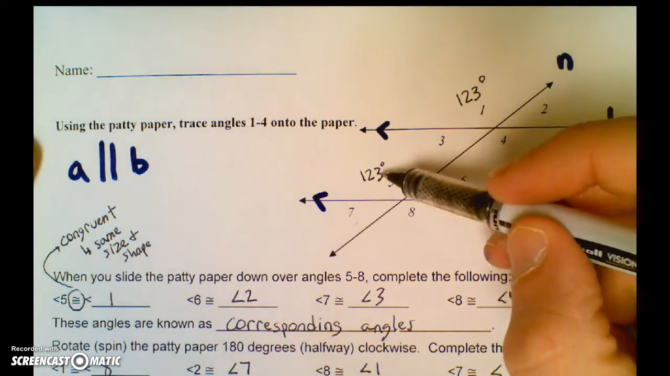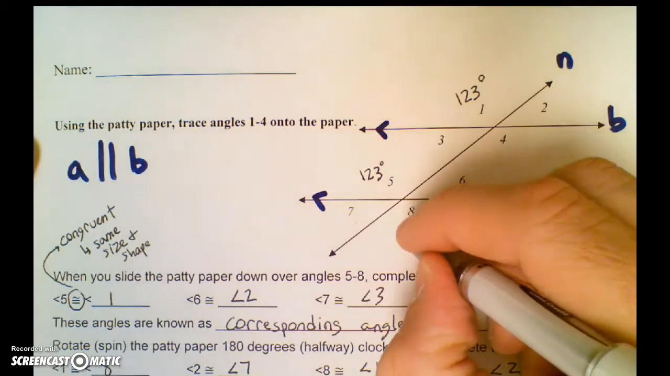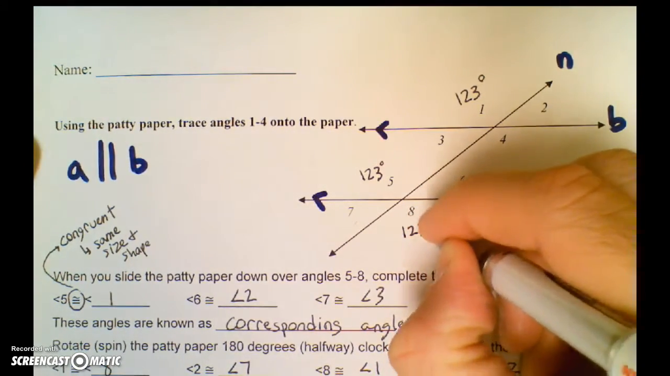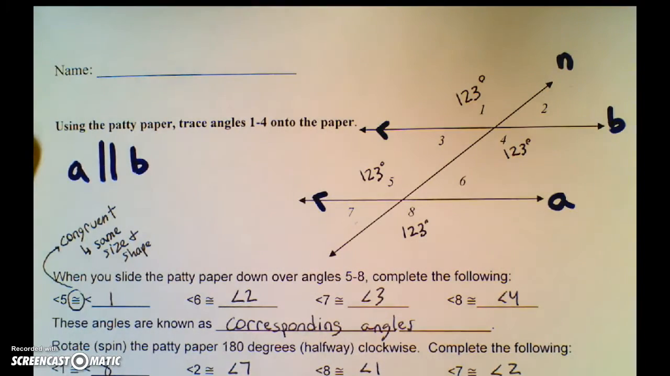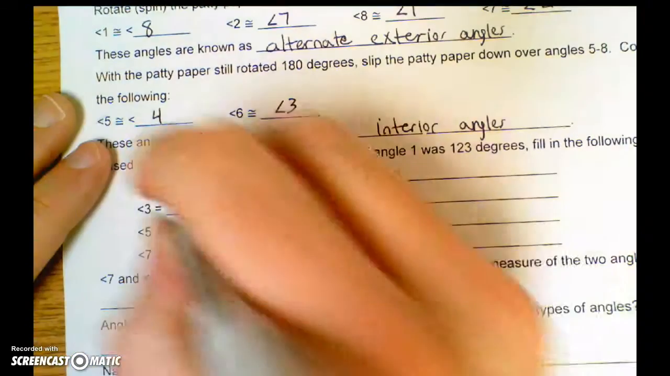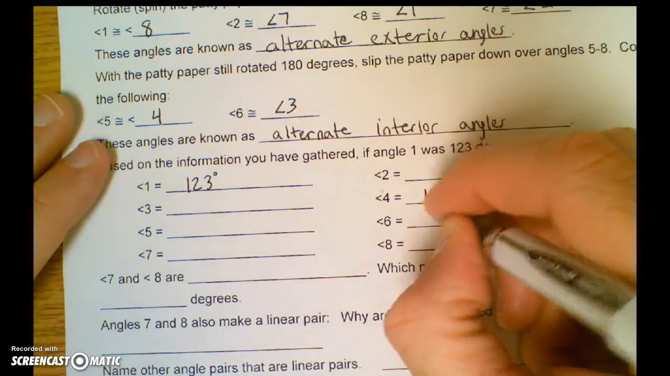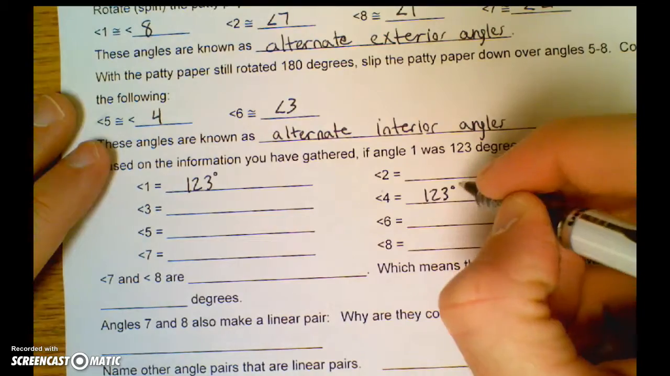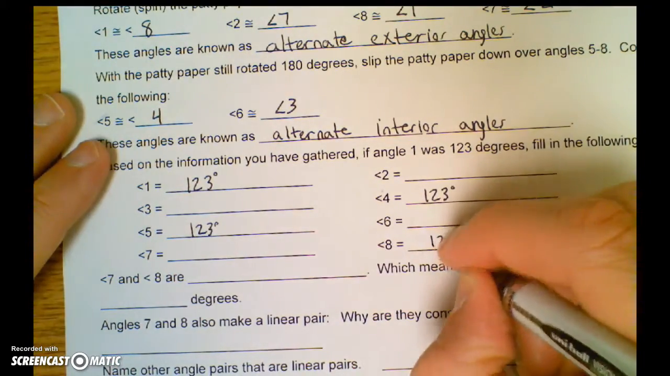Remember, based on the diagram, these angles here, 5 and 8, and 1 and 4, are vertical angles. That means that they're congruent. So I can fill in 123 degrees for angle 8 and angle 4 because of the congruent relationship. So let's put that on the bottom here. Angle 1 is 123 degrees. Angle 4 is 123 degrees. 5 is 123 degrees. And angle 8 is 123 degrees.